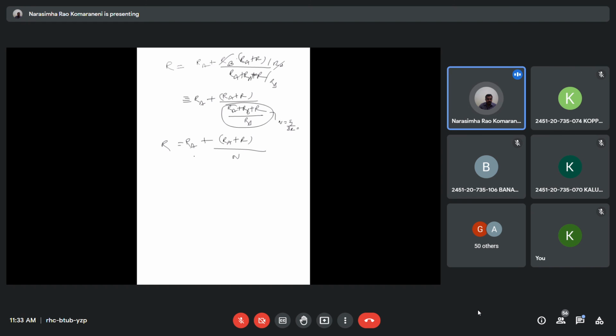Now if you take LCM, you can write this as N into capital R, and if you cross multiply, N into R into N into RA plus RA plus R. Right? Now if you rearrange this equation, RA terms on one side and capital R on one side, we will get NR minus R is equal to N into RA plus RA.